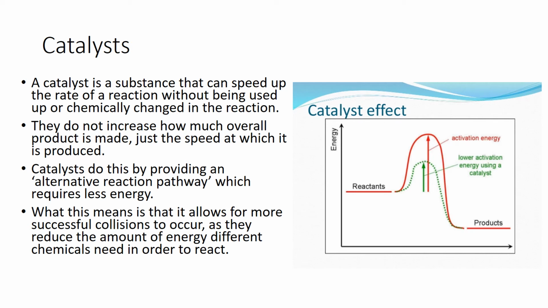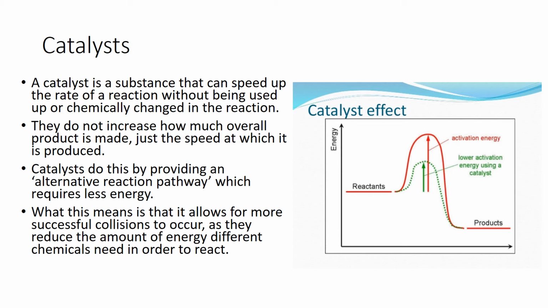Second factor that we're going to look at then, so we've looked at concentration. Second one is catalysts. So we're going to have a look at catalysts now. Now, a catalyst is a specific chemical term, and it is defined as a chemical substance that can speed up the rate of reaction without being used up or chemically changed in a reaction.